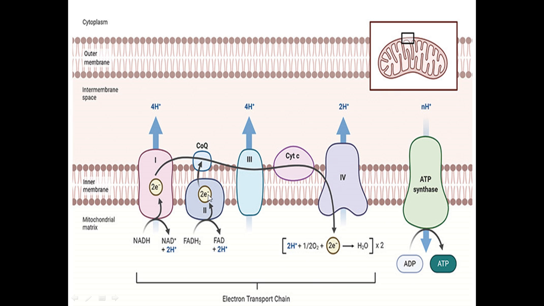So the reduction potentials of complex 1 to 2 to 3 and 4 basically differ. The differences in the reduction potentials cause the electrons to be transported from the electron carriers, or the electron equivalents, to the final protein complex in the inner mitochondrial membrane.